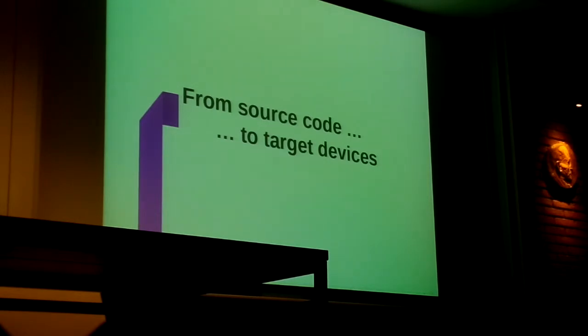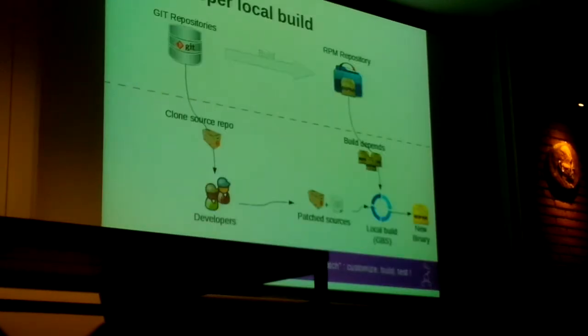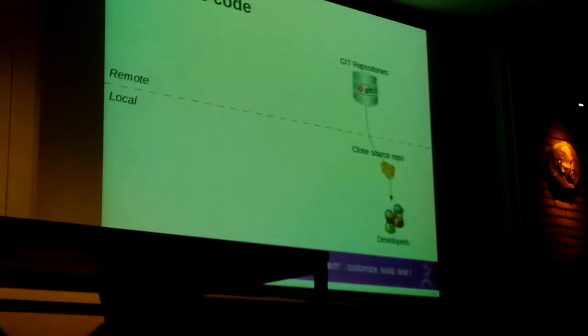So the first part is how we get from the source code to the final target device. I tried to make a small story. It's a kind of a line of C code. We could talk about that. Once upon a time, there were some developers, and there was some source code.